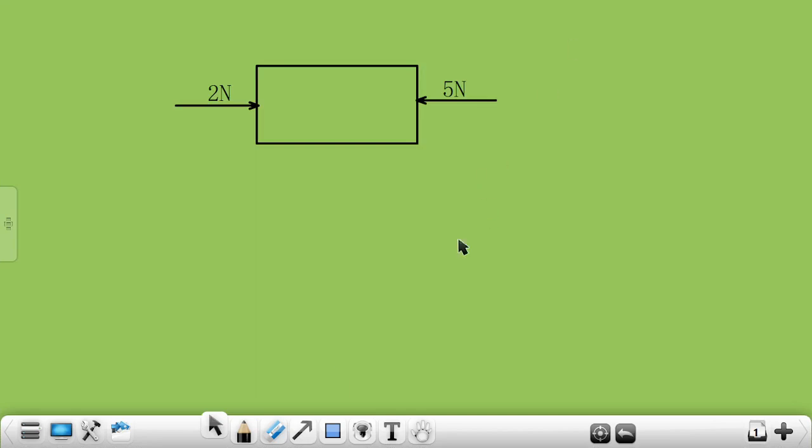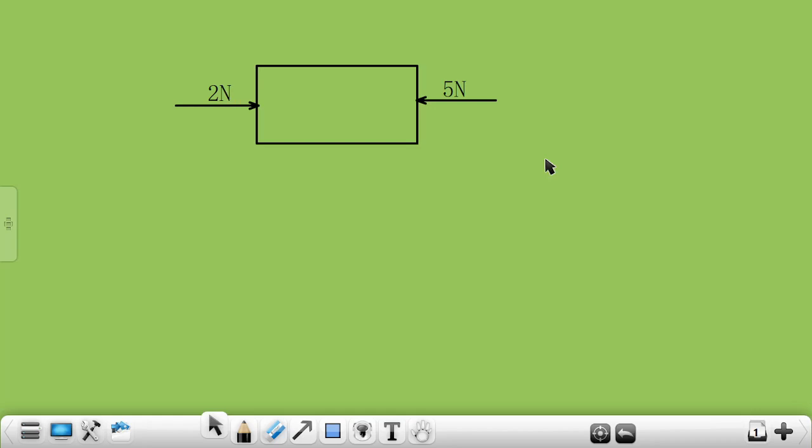So let's talk about the definition of net force. Net force is essentially the total force, or the greatest force, I guess you could also say, acting on an object. So here we have two forces acting in opposite directions. This one going to the right, this one going to the left. This rectangle represents our object.